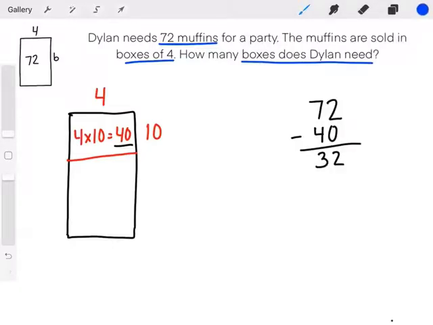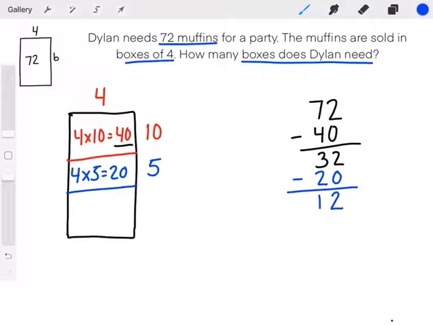Okay. What I chose to do was 5. I thought 5 was pretty close because 4 times 5 is 20, right? And 20 is less than that 32. So now I'm going to subtract 20. So 32 minus 20 leaves you with 12.